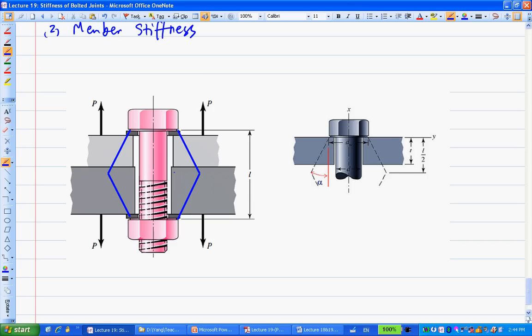Experiments by some researchers show the pressure is a so-called conical pressure zone. Conical means the pressure distribution starts from the washer surface of the bolt right under here, in a conical distribution, up to the other end, the washer surface on the nut here. That's the pressure distribution.